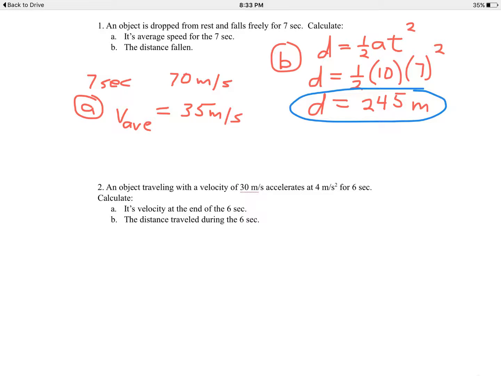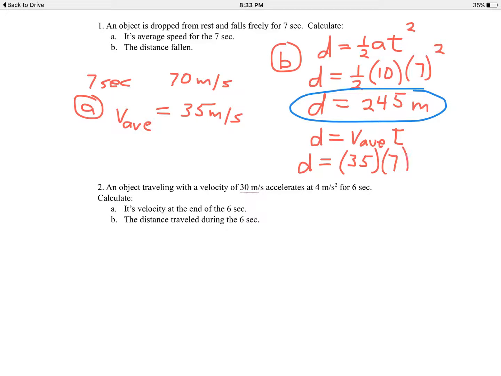But let me show you one more thing. If you look back at the equations from the previous page, we can also do this problem, and you don't need to do these problems two different ways, but the distance can also be calculated by taking V average times the time. Plug in the average speed to get the distance, plug in the average velocity to get the displacement. Well, here we see that the average velocity from part A is 35. Check this out. This is kind of cool.